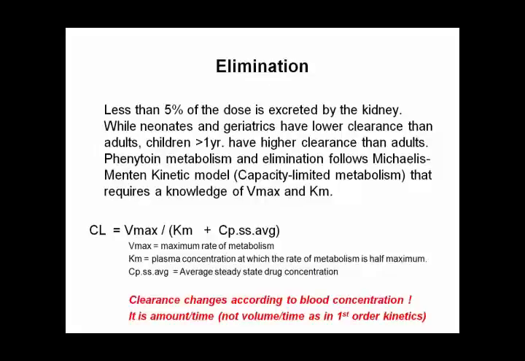The clearance equation, as indicated here, relates clearance to the plasma concentration, which means that clearance is dependent on the current amount of drug in the body, or the current plasma concentration. This is different than first order kinetics. In first order kinetics, clearance is independent of the amount of drug in the body. Clearance is like a percentage of drug removed, i.e. in half-life, half of the amount in the body is removed.